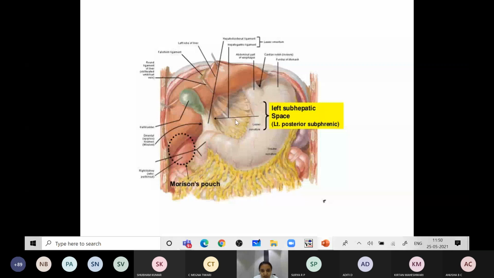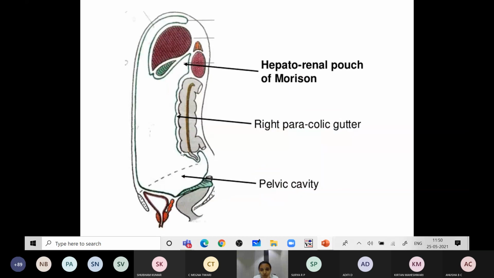See, this is the left subhepatic space, that is the lesser sac. Behind that, this is the lesser omentum. Beneath that, this is the hepatorenal pouch of Morrison. The hepatorenal pouch of Morrison is a commonly asked short answer, which you should know. What is it? Where is it present? It is a dependent area in the supine position.